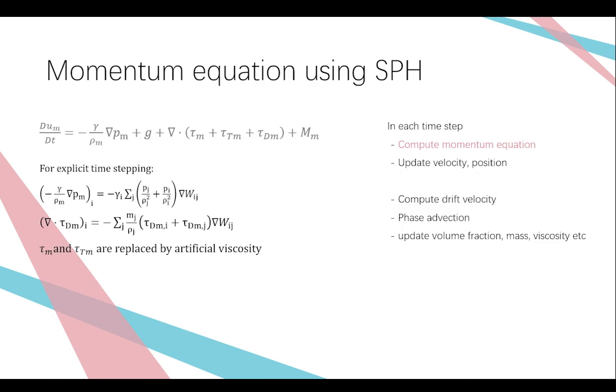The SPH implementation is quite straightforward. As for explicit time stepping, using weakly compressible SPH, the pressure term is discretized in a symmetrical form like this, with an additional gamma. The existence of gamma does make the formulation a little less symmetric, but does not introduce observable problems. The tau dm term can be discretized as shown here, and the other two tensors can be replaced by an artificial viscosity, since implementing a physically meaningful viscosity model is normally overkill for the applications shown here.